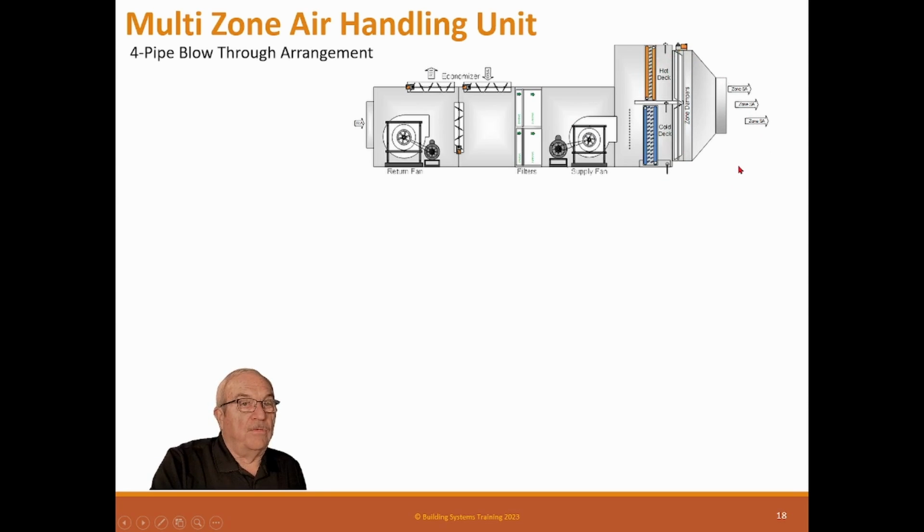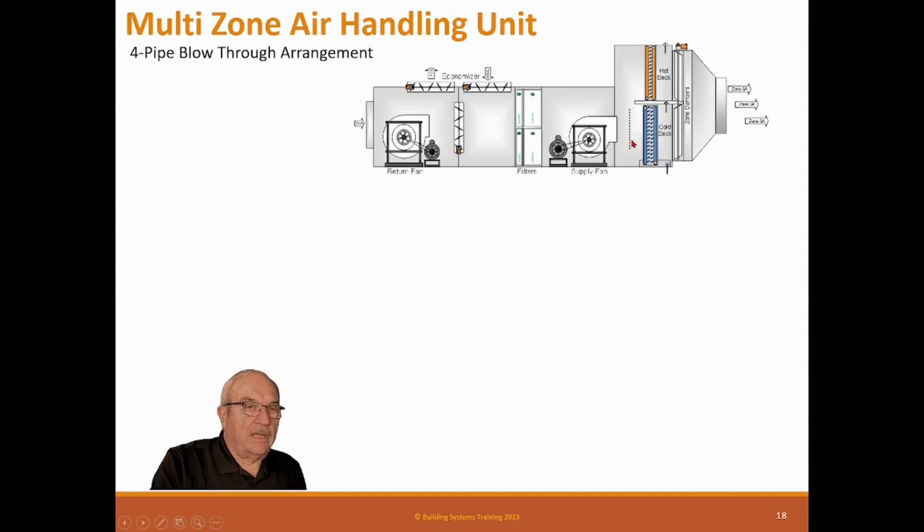So if you had 4 zones, I think that shows 3 zones, then you'd have 3 thermostats in the rooms controlling these 3 actuators. And so the air comes through, it goes through the cold deck, and this damper adjusts its flow, goes through here to the heating deck, and the damper adjusts the flow.